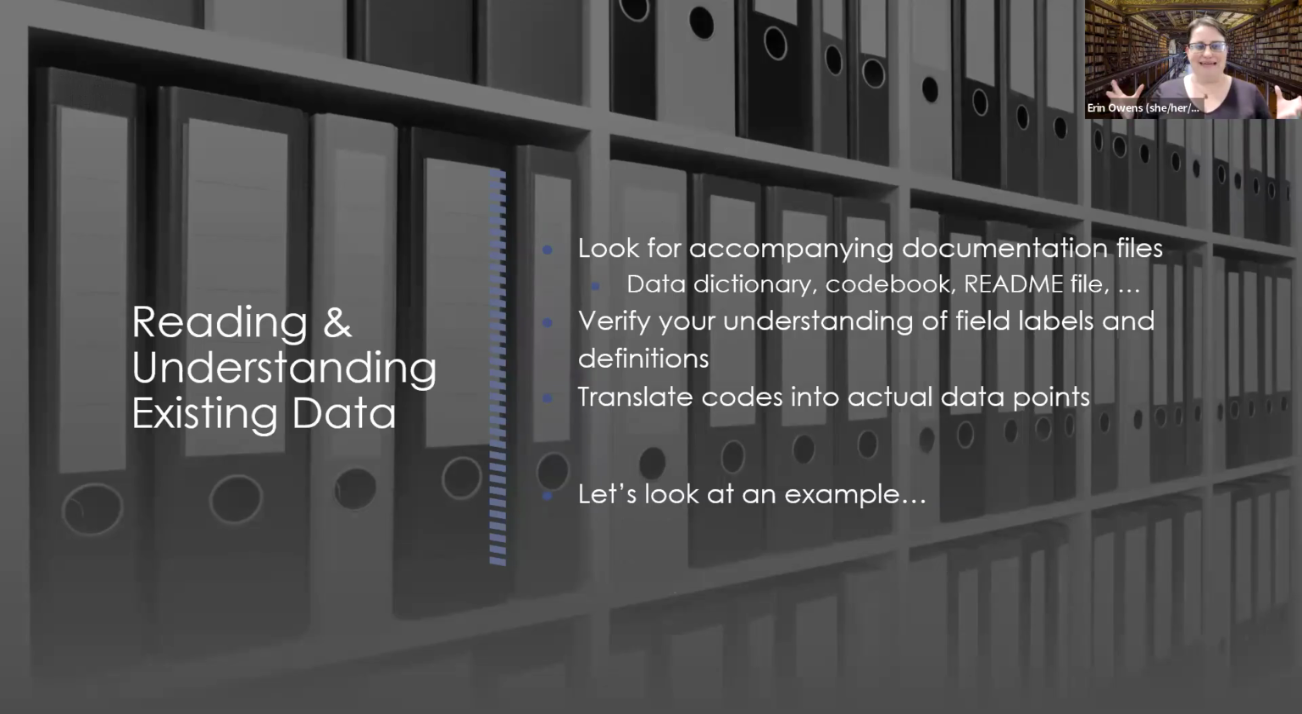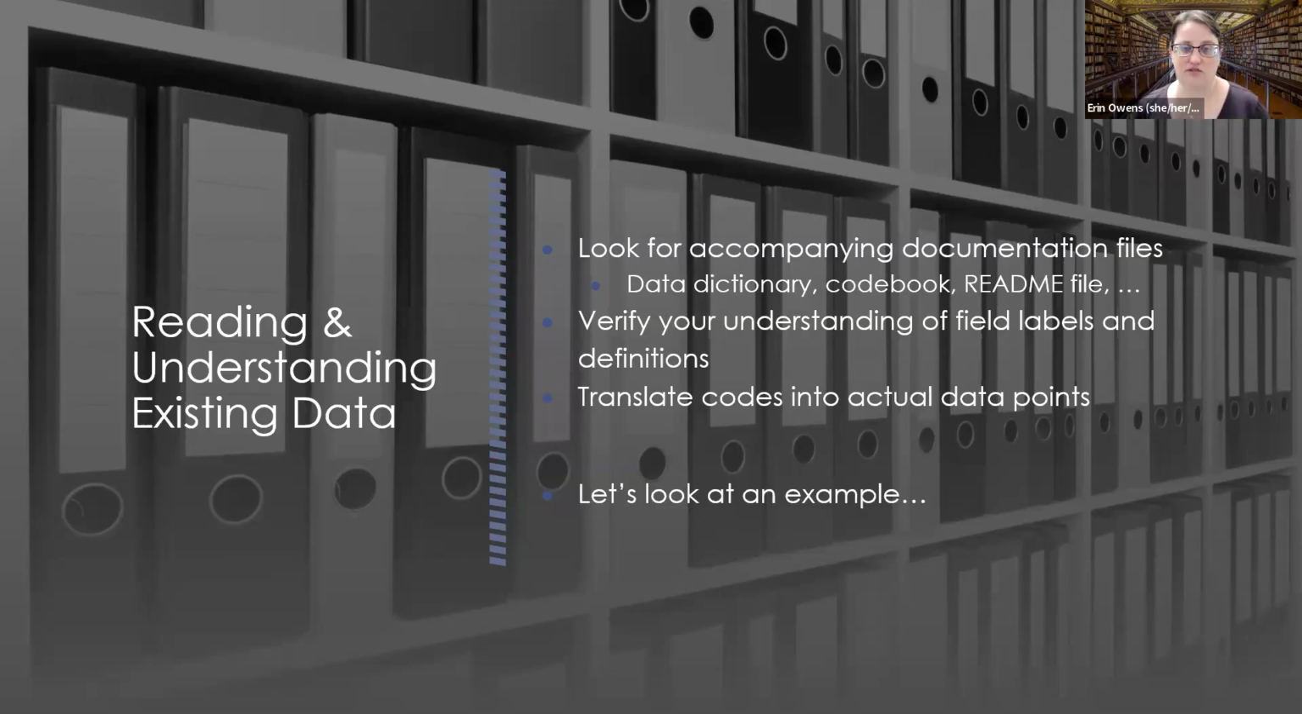So once we find a data set, we need to be sure that we understand how to read that data and interpret it properly. In order to do that, it's usually not enough to just find a spreadsheet or a CSV file or something similar. We're usually going to want to look for accompanying documentation. We'll be looking for things like a data dictionary, a code book, a README file. Those are probably the three most common types of files that you'll see accompanying the data set.